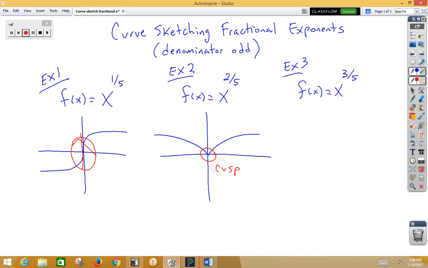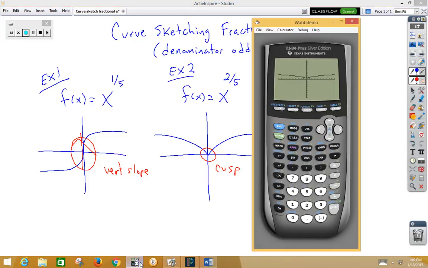A cusp is a point of non-differentiability. Just like over here in example 1 where we have this vertical slope, which is also a point of non-differentiability. Well, let's see if this pattern holds true in example 3. Now, again, we have an odd numerator and an odd denominator. So if I go back to y equals and I change that 2 into a 3, if the pattern holds, we should see an S. Well, if we hit graph, notice that we do get an S. Only this time the S is a little bit steeper.